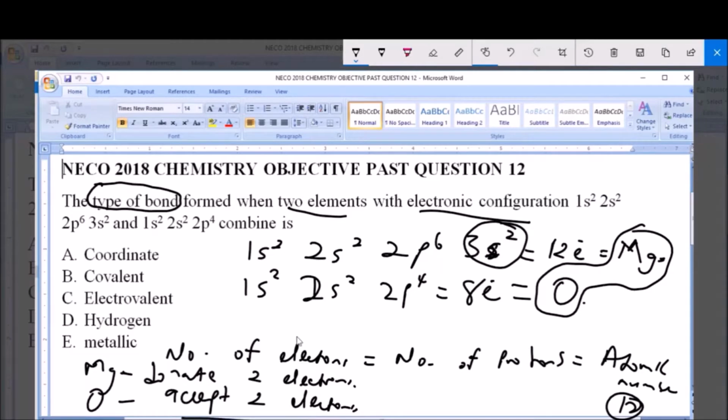We are made to understand that the type of chemical bonding formed by donation of electrons by a metal, which are then accepted by a non-metal, is known as electrovalent or ionic bond. So an electrovalent or ionic bond is the type of bond that will be formed between elements with these electronic configurations. An electrovalent bond is option C, which is the correct answer to this question.